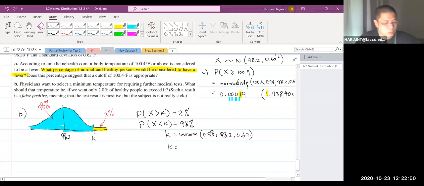So k is equal to inverse norm 0.98. The average is 98.2, standard deviation 0.62. I get 99.47332 degree Fahrenheit. So if that person's body temperature is 99.47, let's say 99.5, then that person has only 2% chance of still being healthy from the body temperature point of view.